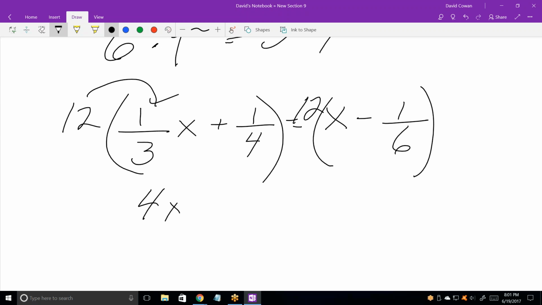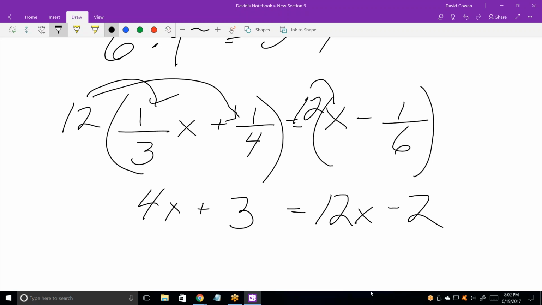So you have 12x over 3, so I'm dividing 12 by 3. Okay? What's the next term? What's 12 times 1/4? Okay? On the other side of the equation, what do we have? 12x minus 2? There we go. Now look at how much easier the equation becomes.